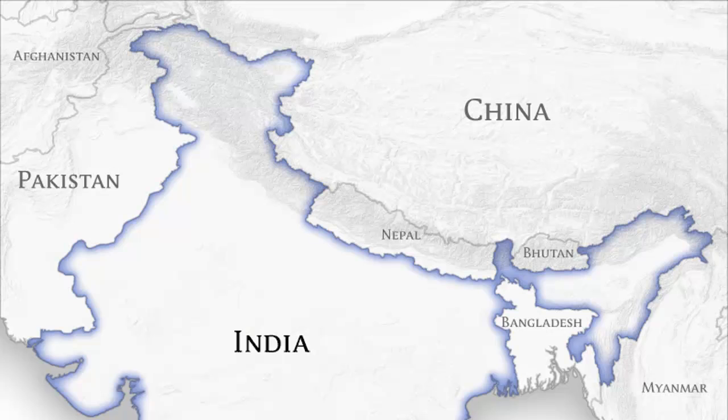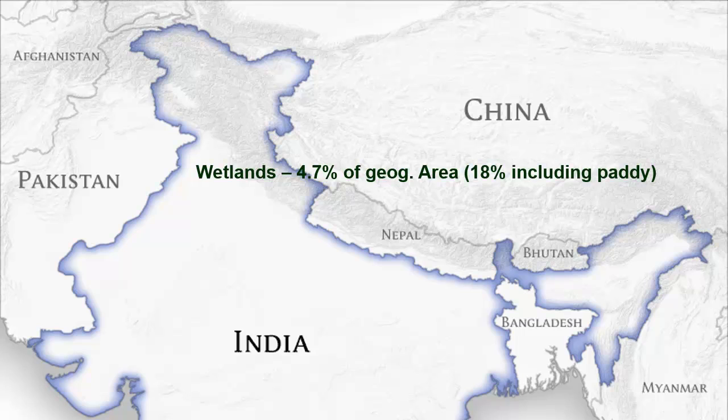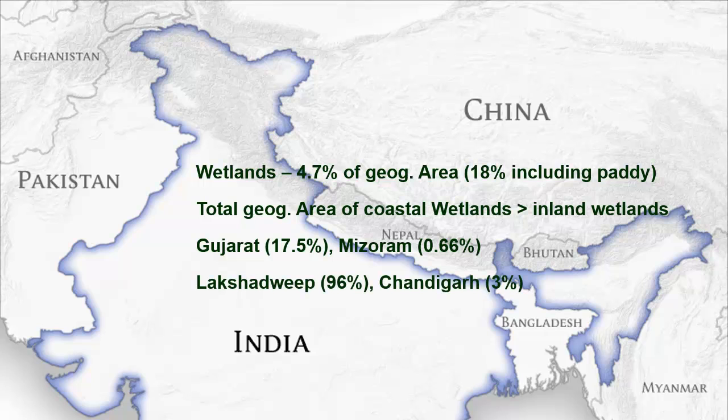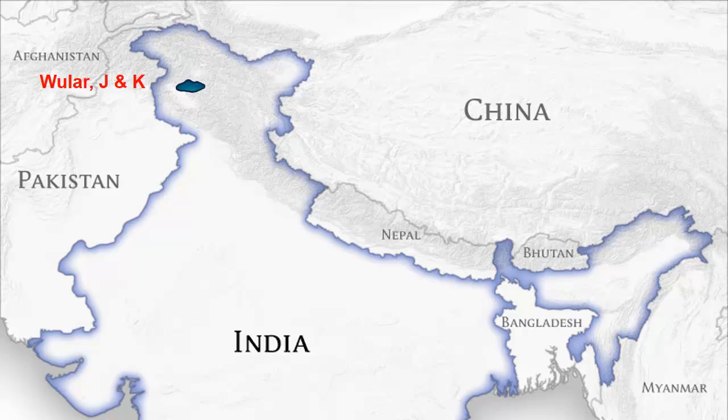Next, talking about wetlands, a total of 4.7% of the geographical area of the country is wetlands, and including paddy fields they are 18%. The total geographical area of coastal wetlands is greater than that of inland wetlands. Gujarat has the highest percentage at 17.5%, no need to remember the percentage, and Mizoram has the lowest at 0.66%, and Lakshadweep has more. Among UTs, it is 96% because the whole of Lakshadweep is coral reefs. Chandigarh has 3%. Identify important wetlands.